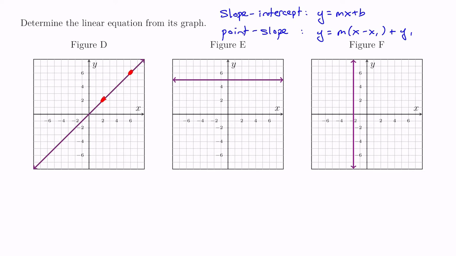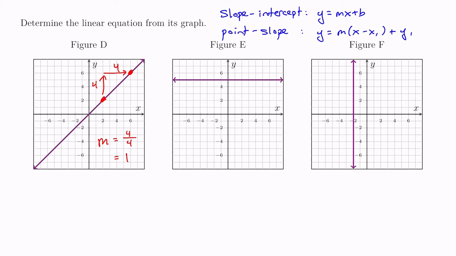So to get from the point 2, 2 to the point 6, 6, I first need to go up 4 units, and I need to go to the right 4 units. So that gives me a rise of 4 and a run of 4, and my slope becomes 4/4. And if we reduce that, that becomes 1. So that is a line with a slope of 1.